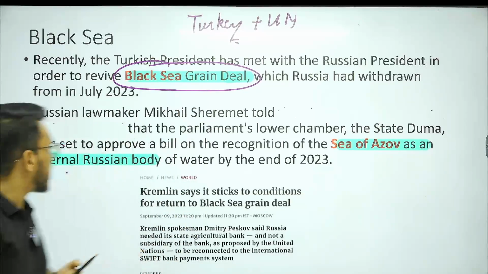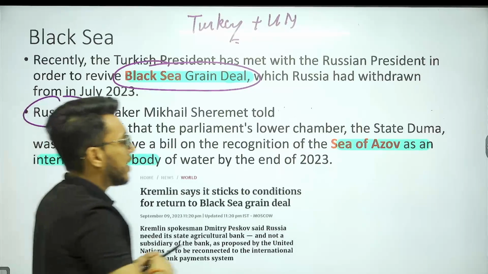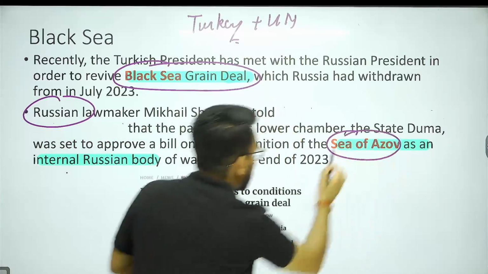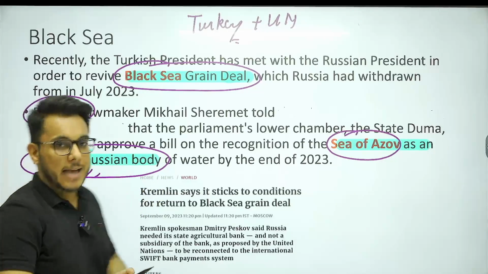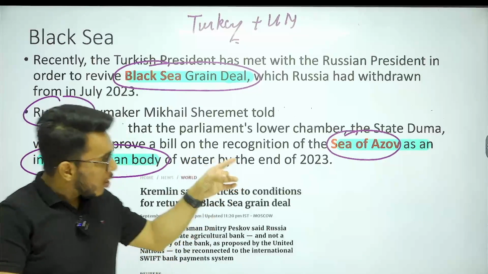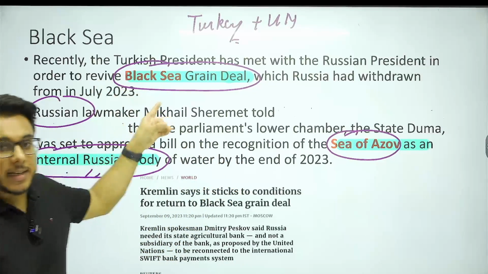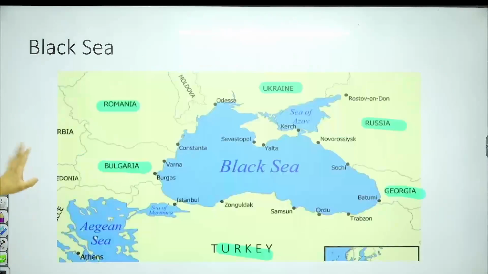And secondly, what has happened? Russia is deciding to recognize the Sea of Azov as internal waters of Russia. So the Sea of Azov, and because of this Black Sea Grain Deal, this Black Sea region becomes important. So let's see this one.